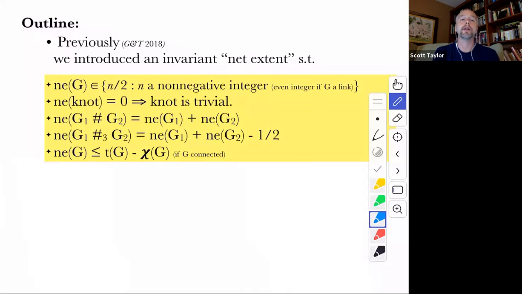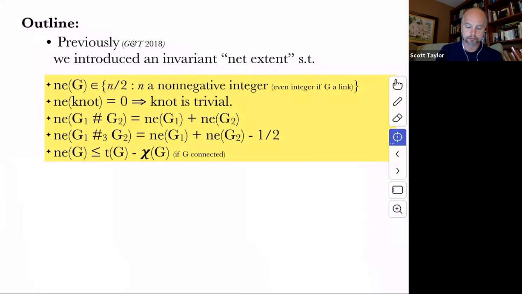All right, well, what's the key idea for proving this? It relies on a knot invariant we created a few years ago. Actually, it's an invariant for knots, links, and spatial graphs. We call it net extent. It takes values that are integers or half integers. If we're talking about a link, then in fact, it takes integer values.